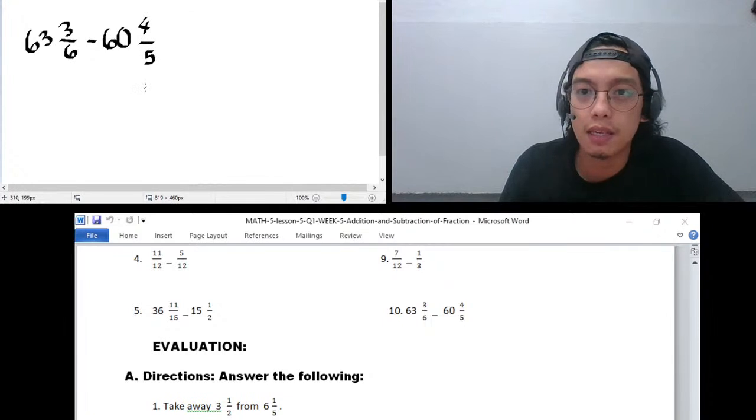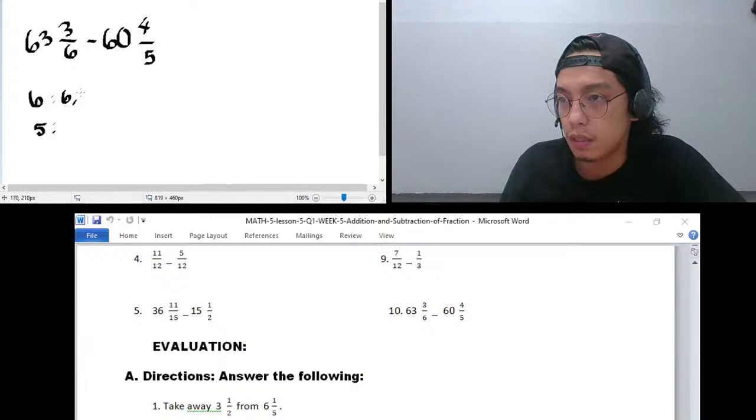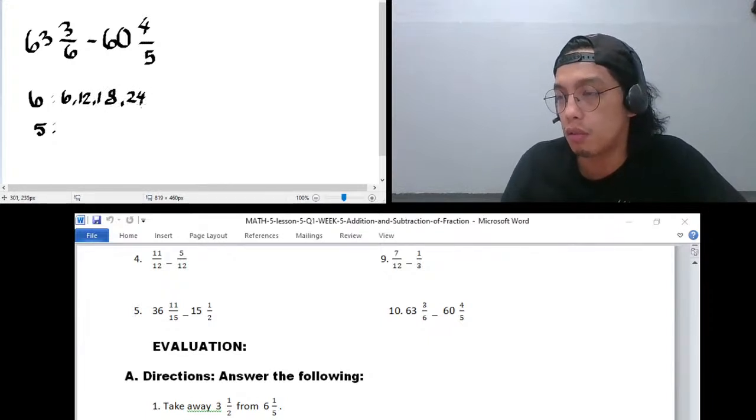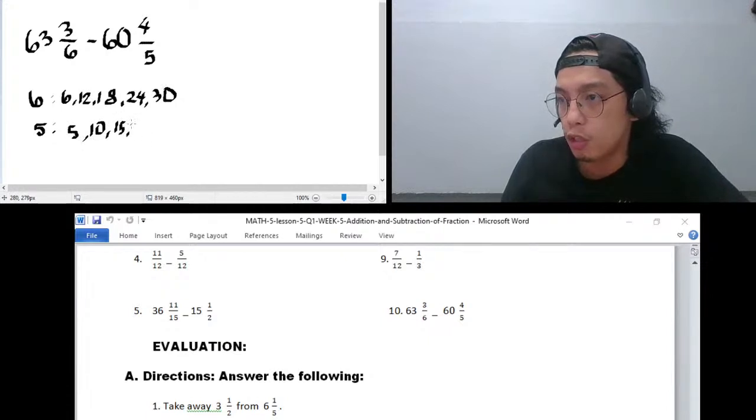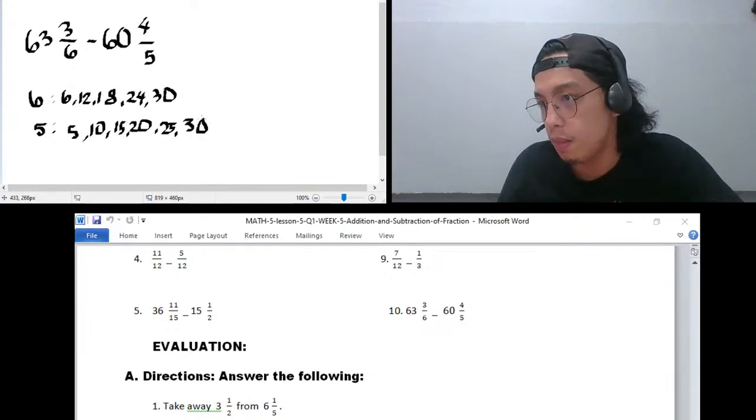Okay, let's first get the LCD of 6 and 5. Multiples of 6: 6, 12, 18, 24, and 30. Multiples of 5: 5, 10, 15, 20, 25, 30. So 30 is the LCD. Sorry. Okay, so this is our LCD.